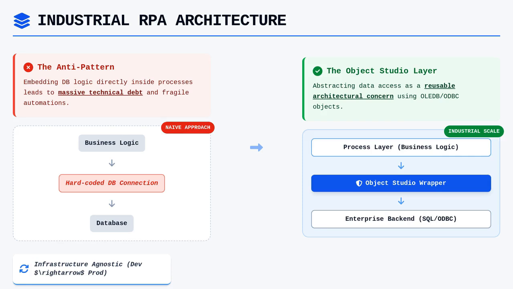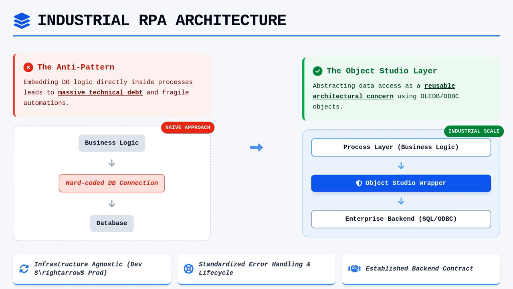The key is to standardize the way we interact with these utilities, ensuring that every interaction follows a predefined error handling and connection lifecycle pattern. When we encapsulate these calls, we shield the process layer from the messy reality of data access, such as handling driver-specific nuances or connection state management.